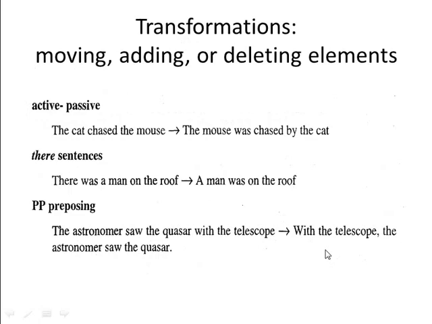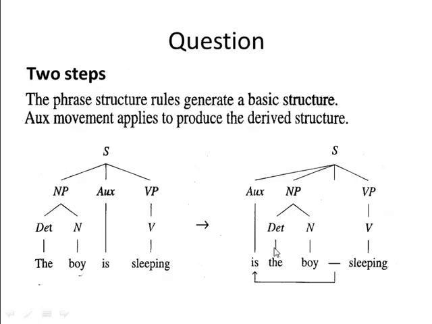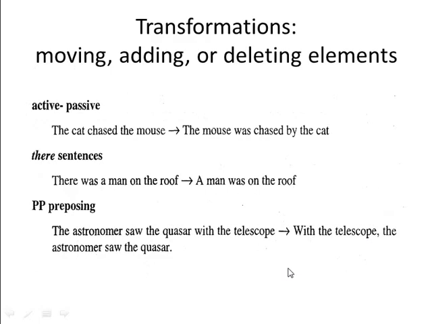So we move "is" to the front, becoming "Is the boy sleeping?" This movement is called a transformation, from basic to questions. So this is how to make questions. We can also do the same thing if we want to change active to passive. So the mouse moves to the front, and the verb changes into to be plus past participle.